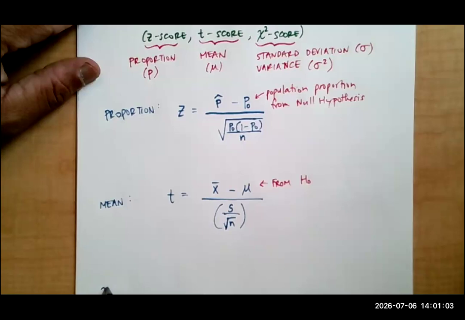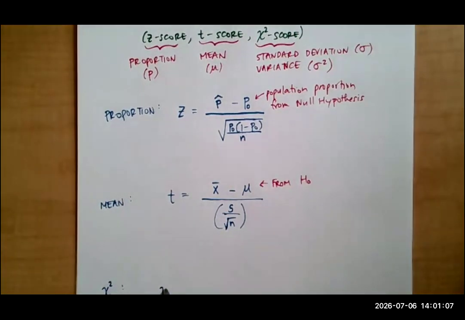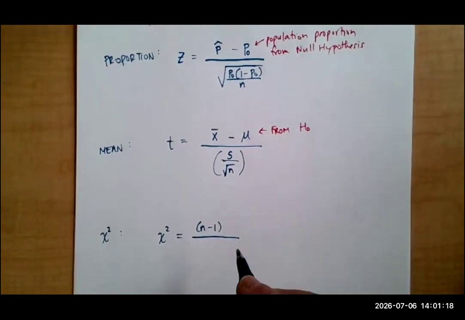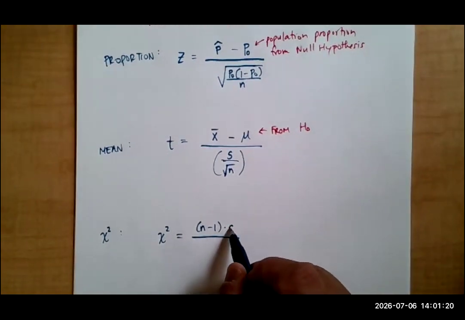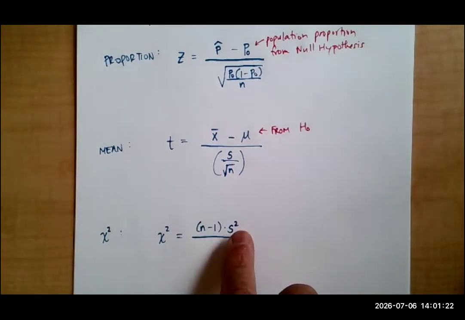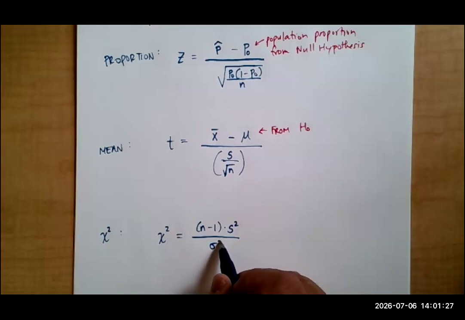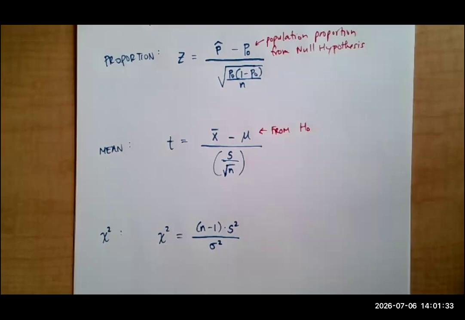That chi-square score, that chi-square is going to be equal to n minus 1, that sample size minus 1, times your sample standard deviation squared, or your sample variance, and we're dividing by your population standard deviation squared, or your population variance, in the denominator.